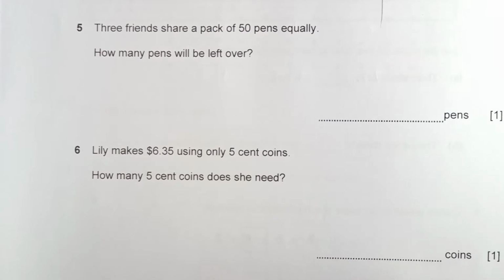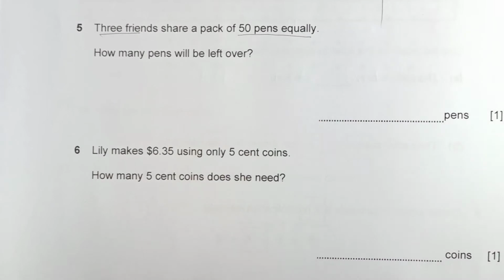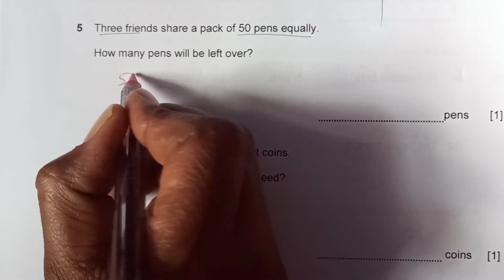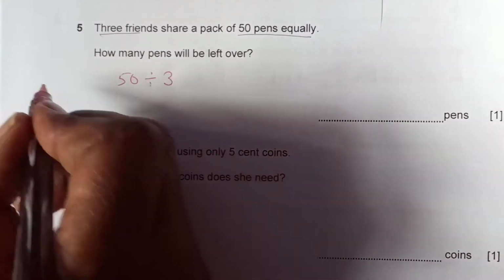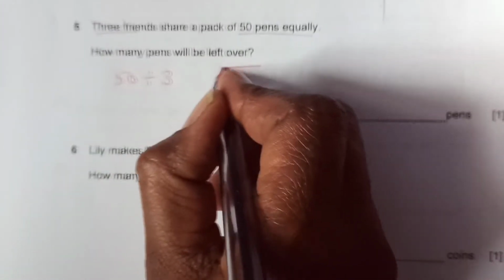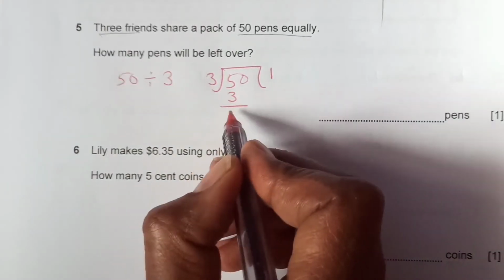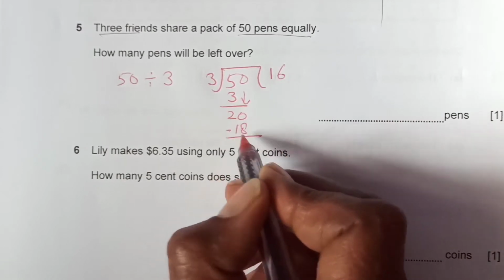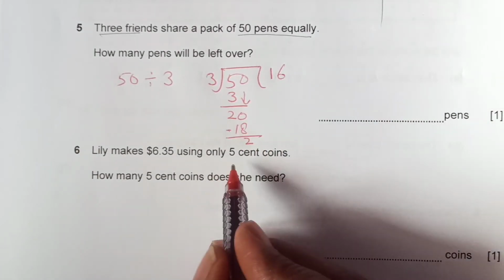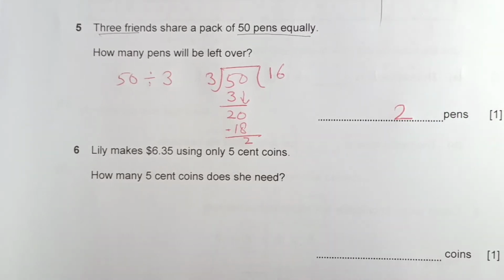Question number 5. 3 friends share a pack of 50 pens equally. So how many pens will be left over? So we need to divide 50 by 3. Then we see what the remainder is. So when you divide 50 by 3, 3 times 1 is 3. Then you have 2 here, drop down 0, 3 times 6 is 18, minus 2. So the remainder is 2. So how many pens are remaining? There are 2 pens remaining.